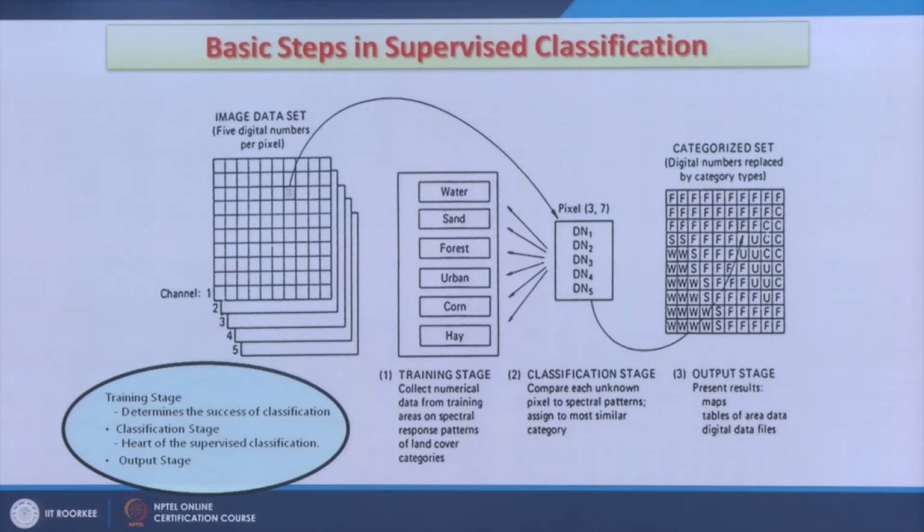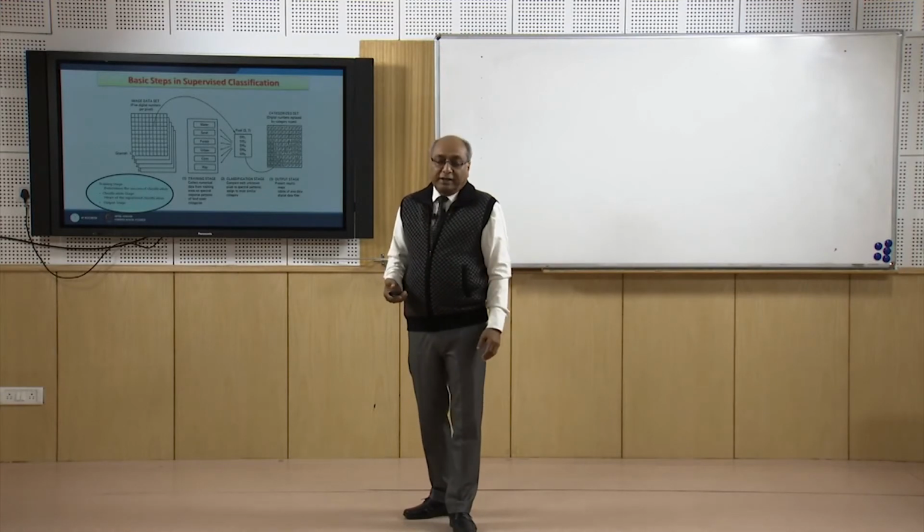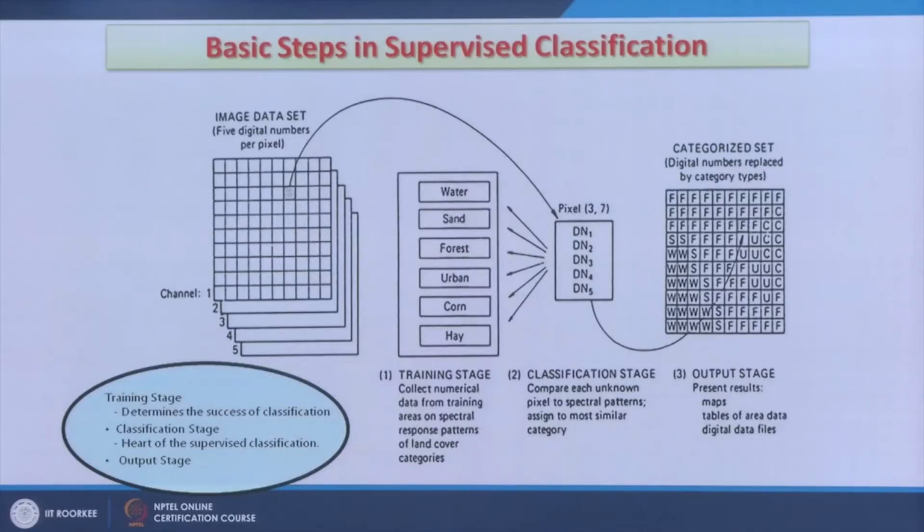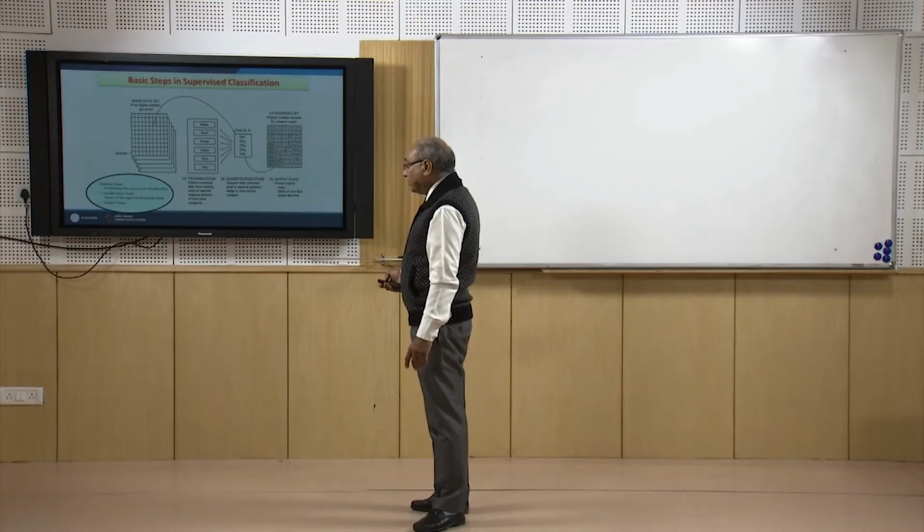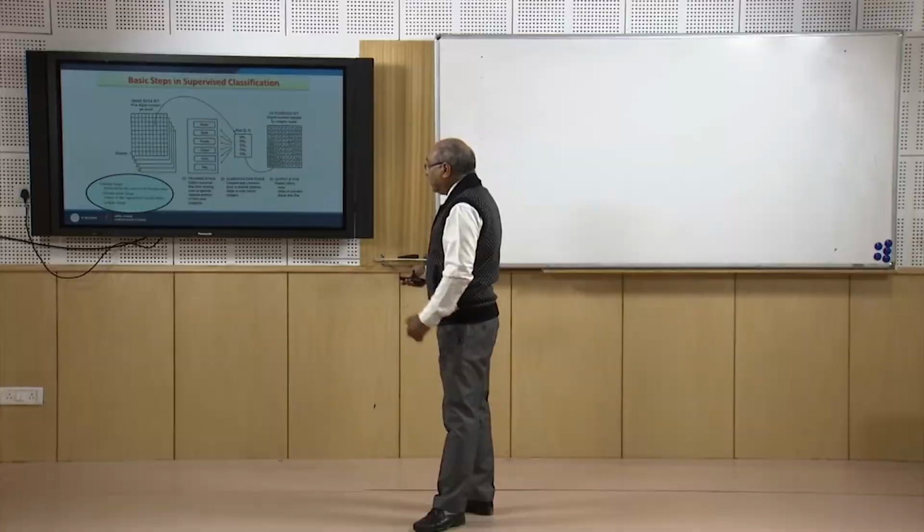If the training sets are very reliable, and if the user has prior information about that area, then it becomes very good. If not, and I have to do a very accurate classification, then one has to go to the field and really check whether the area which I am identifying as dense forest really exists in the field or not. So if I have collected field data or training sets from the field and then input them in the image, my classification is going to be very accurate. So the classification stage is the heart of supervised classification, along with the output. So three stages are there.